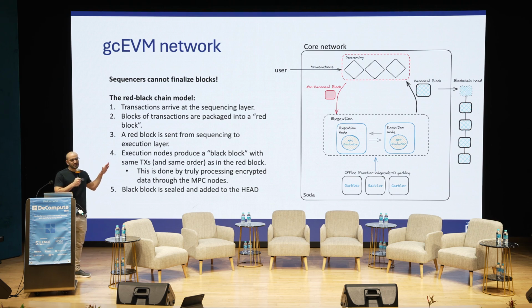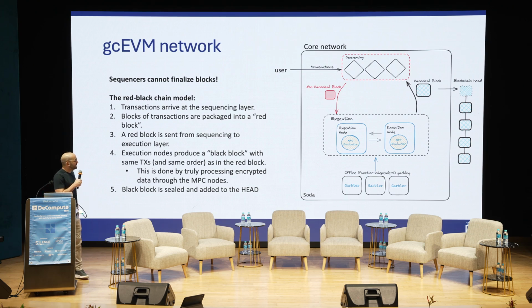Here, we first sequence transactions into blocks. We don't execute them. Then those blocks of just ordered transactions get into the execution layer after they are sealed in the initial phases of sealing. And only in the execution can we run the MPC on transactions that have secret information in them.